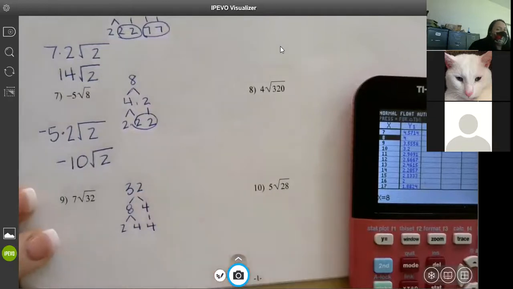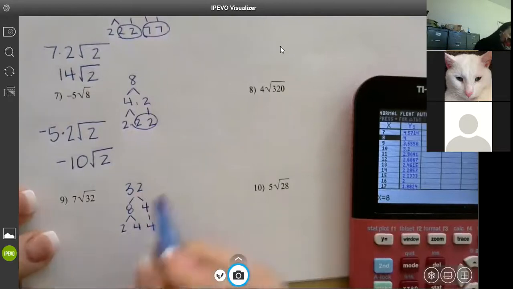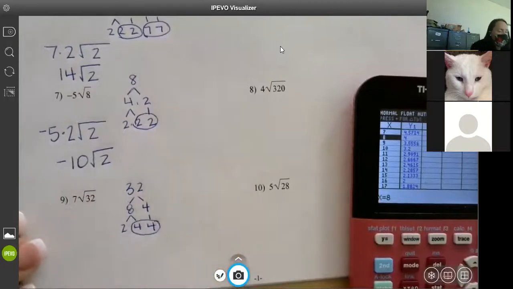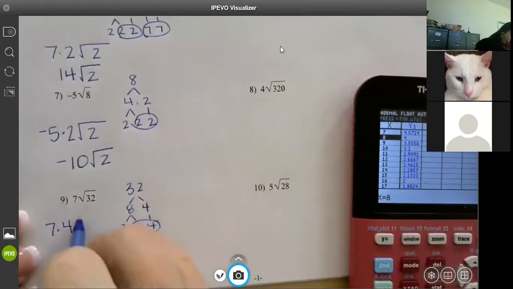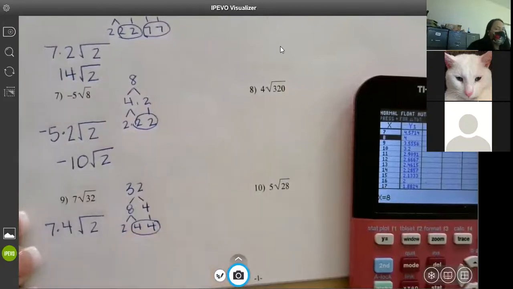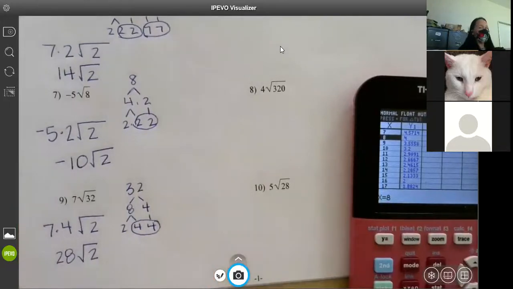And if you guys look, you already have a pair, so you don't have to keep breaking down if you don't want to. Got it? You can, but you don't have to. So I already have a pair of 4s. I don't have any other pairs, and the 2 won't break down. So what did I already have outside? What did I circle? 4. What did I not circle? That goes underneath that square root sign. And then multiply 7 times 4, which is 28. Leave the 2 alone.